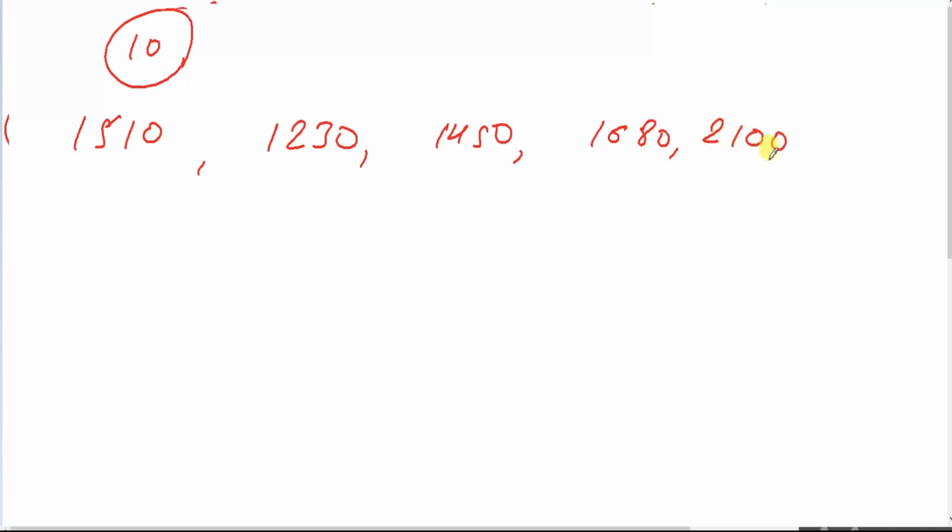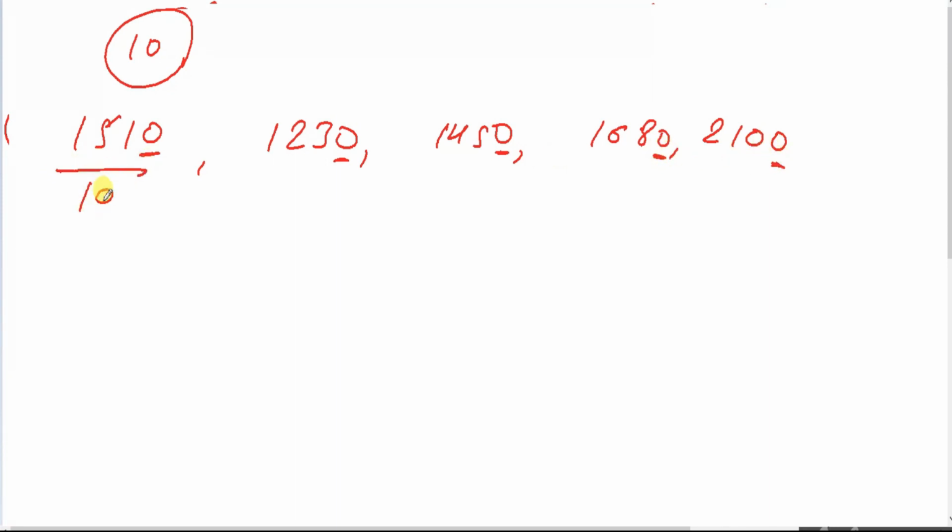We are going to check about 10. 10 is the easiest one, that is, if the number contains 0 at the end. Suppose 1510 or 1230 or 1450 or 1680, or we can see 2100 also. If the last digit of any number is 0, then you can directly say that the number is divisible by 10.